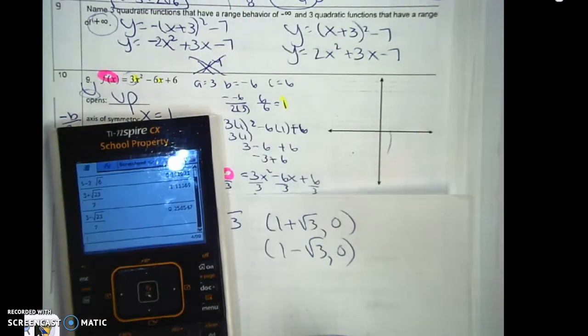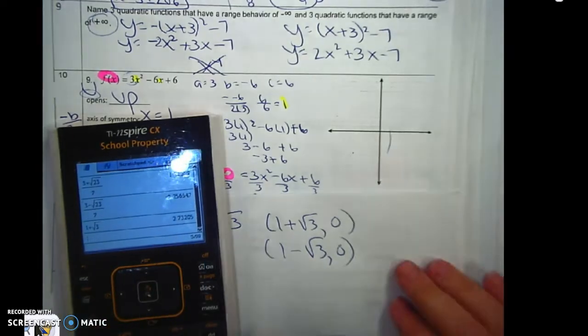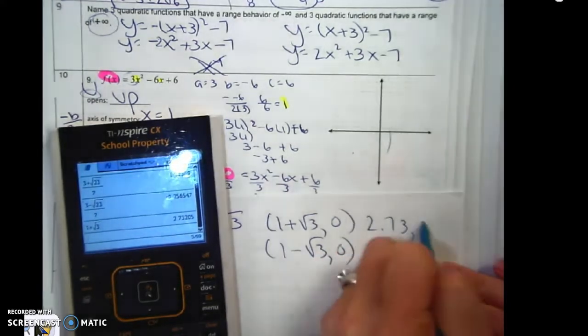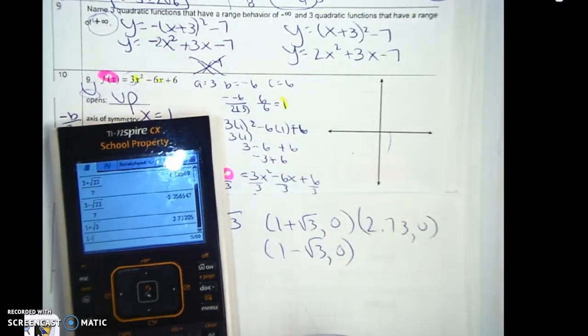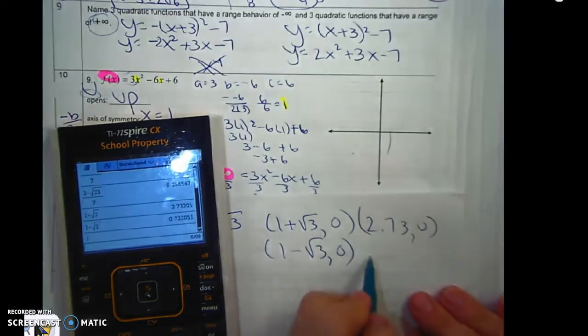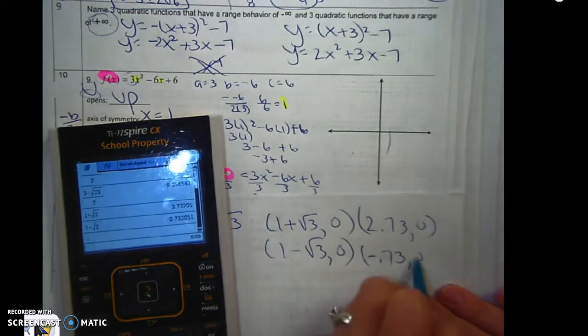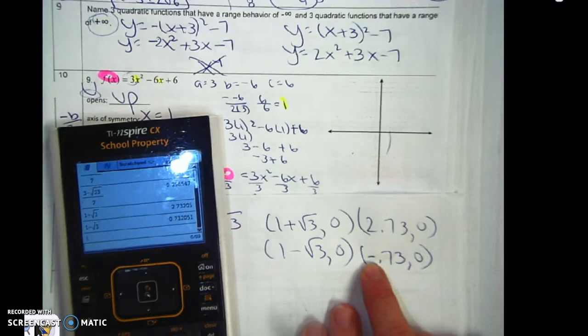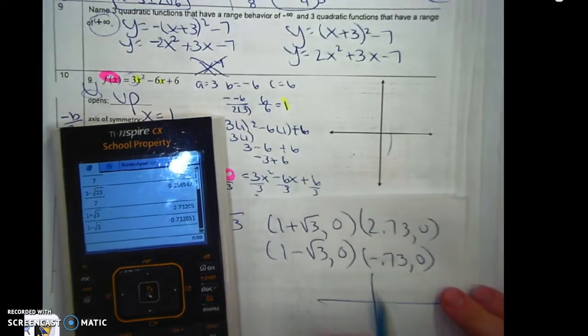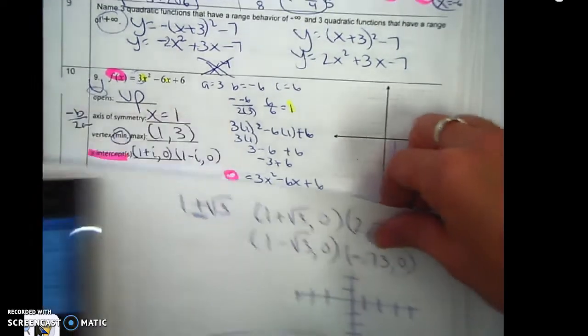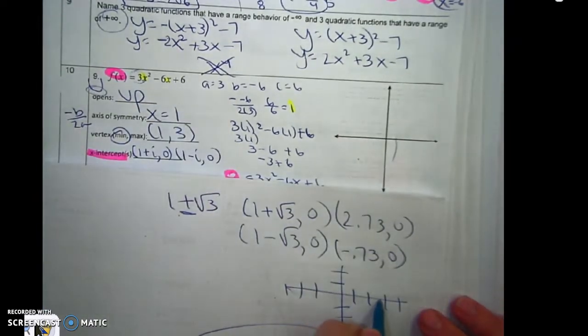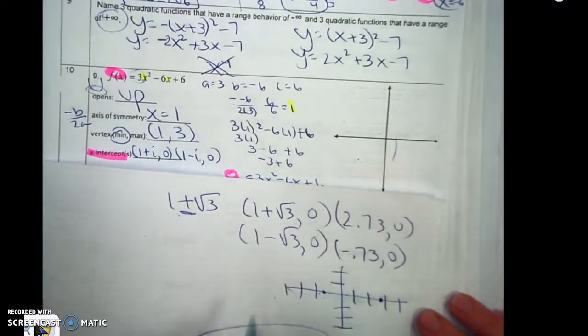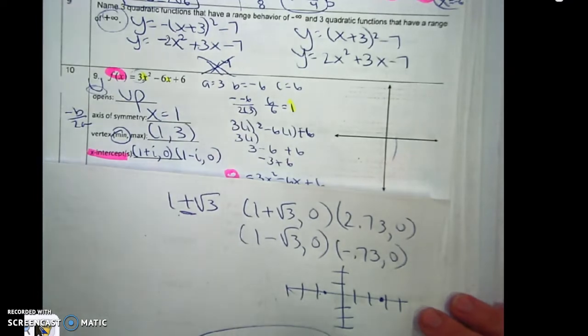If you wanted to get bonus, what you would do is you would go 1 plus rad 3 is 2.73. So this is 2.73, comma 0. And then 1 minus rad 3 is negative 0.73, comma 0. Okay? You would need to graph that, though. So if this was on a graph, let's just say, so I guess it's not really even bonus then because you kind of have to do it. So 2.73 would be here, and negative 0.73 is here because it's not quite 1. Okay, so just keep that in mind.